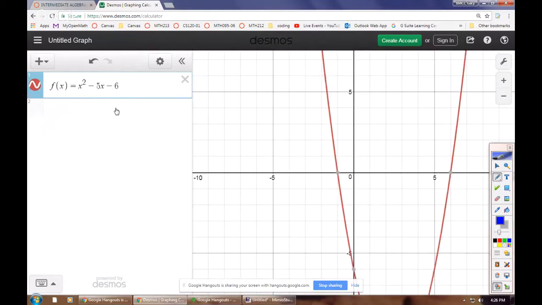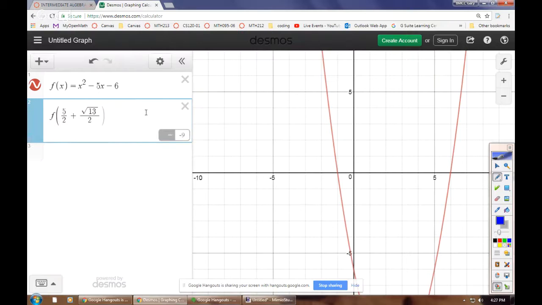And I can't put the equals -9, but here's that parabola. And I want to know what happens when I plug in one of those numbers. So into the function f, I want to plug in 5/2 plus the square root of 13, divided by 2. Oops, I don't have parentheses there, I need them out here.